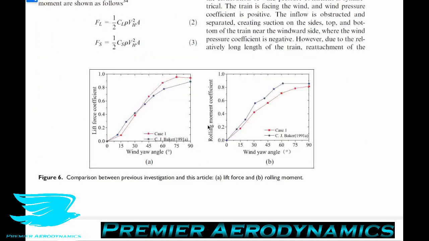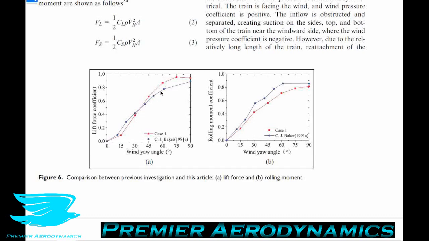In figure 6, we see the comparison here. So for the validation, the blue line is for the experimental data, the red line is for this CFD, and we see the lift and rolling moment coefficients for the 2 different types of trains for different wind yaw angles. The CFD results give the exact same trends as the experimental data, namely that when the wind's yaw angle increases, the lift coefficient increases dramatically. Also, as the wind's yaw angle increases, the rolling moment coefficient also increases, as you can see here. And it's a little surprising just how much the yaw angle affects the lift coefficient.